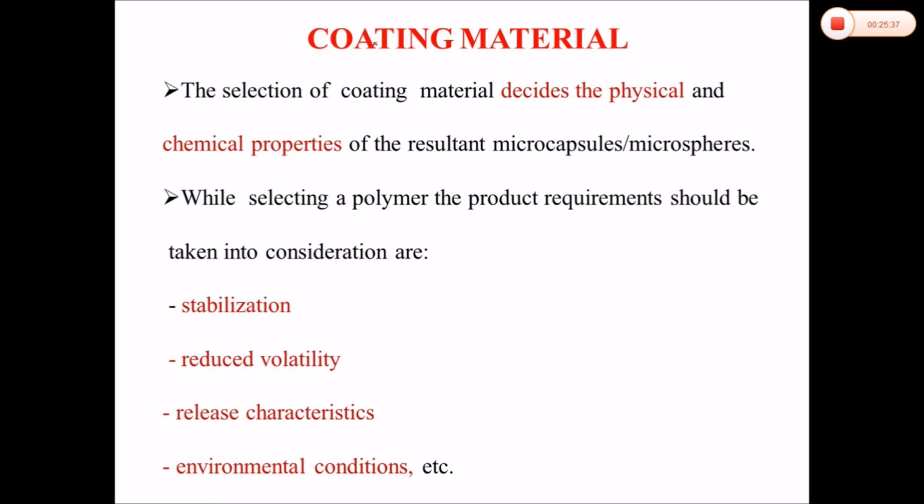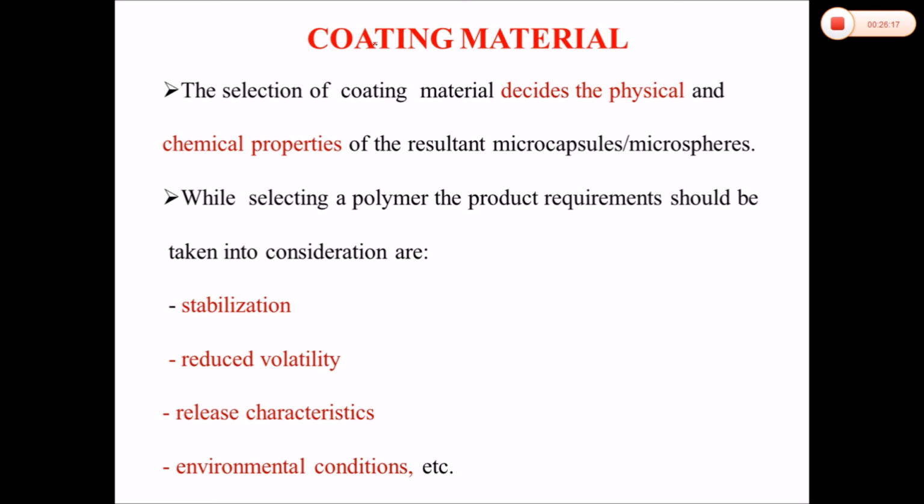So basically, these coating materials we cannot use for all the methods. Like gelatin, we can use for the multi-orifice centrifugal process, phase separation coacervation methods, pan coating methods, spray drying methods, or the air suspension method. Likewise, we can say that beeswax or stearic acid we cannot use for the multi-orifice centrifugal process or phase separation process. So likewise, the selection of coating materials is very much important.